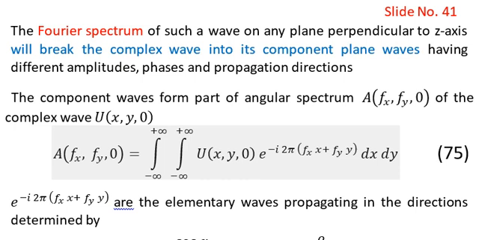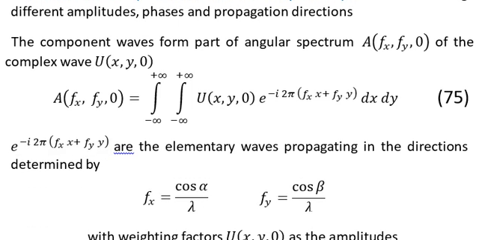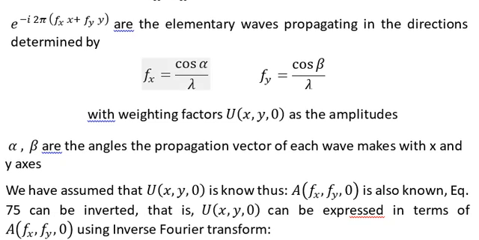And you can recognize this term, e to the power minus i 2 pi, within the bracket we have fx into x plus fy into y, as the elementary waves propagating in the directions determined by fx and fy. Because these depend upon fx and fy, fx is equal to cos alpha over lambda and fy is equal to cos beta over lambda. For each wave, cos alpha and cos beta, that is alpha and beta, will be different, and of course fx and fy will be different.